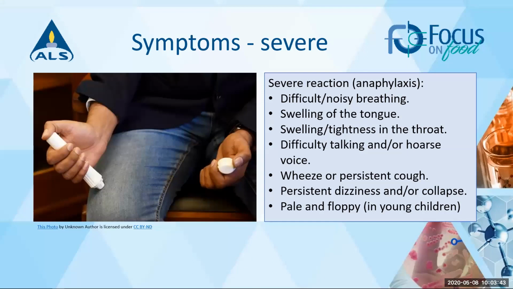The Australasian Society of Clinical Immunology and Allergy, ASCIA, states that food allergies occur in around 10% of infants, 4 to 8% of children, and about 2% of adults in Australia and New Zealand.